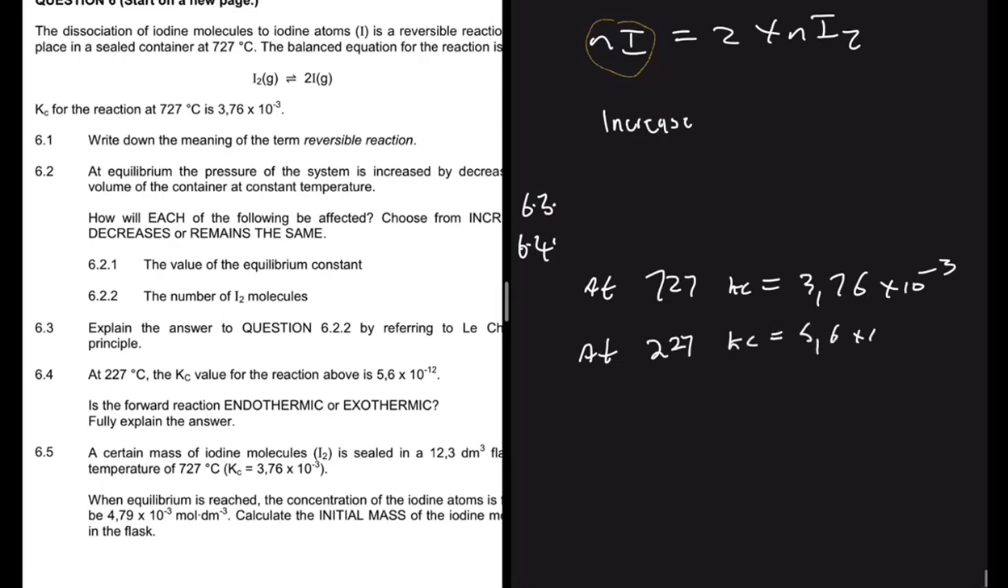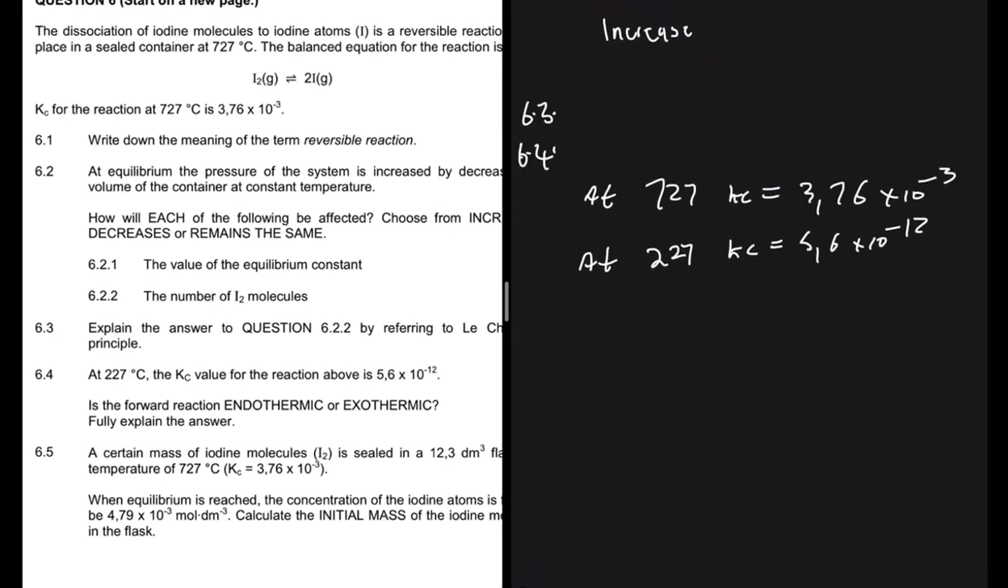I hope that's clear. And then 6.4 says at 227 degrees Celsius, the Kc value for the reaction is 5.6 times 10 to the minus 12. Is the forward reaction endothermic or exothermic? So let's make sense of the Kc value first. At 727, right, the Kc value is 3.76 times 10 to the minus 3. And now we're told that at 227, the Kc value is 5.6 times 10 to the minus 12, much less than at 727. So we decrease the temperature and the Kc value went down, right?